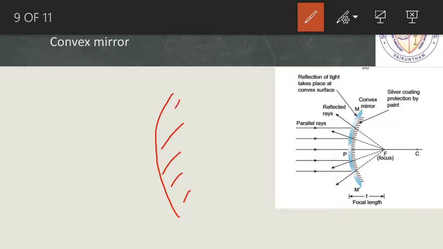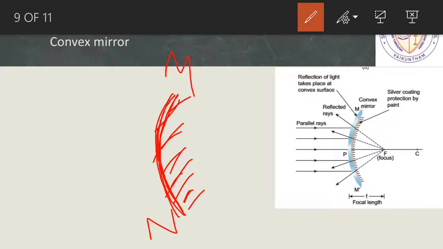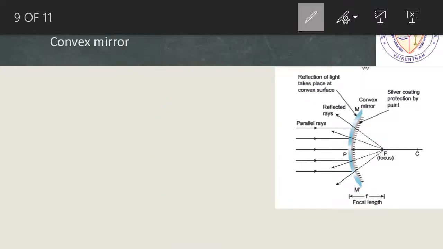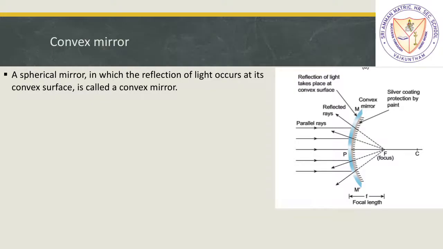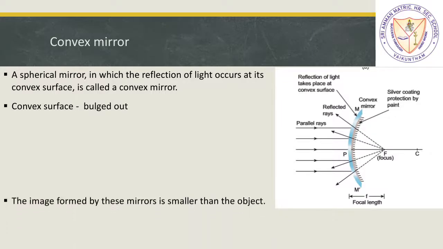Okay, the drawing is very bad, but yeah. So if the reflecting surface is bulged out, then we call such a mirror a convex mirror. A spherical mirror in which the reflection of light occurs at its convex surface is called a convex mirror, whereas convex surface means the bulged out surface.